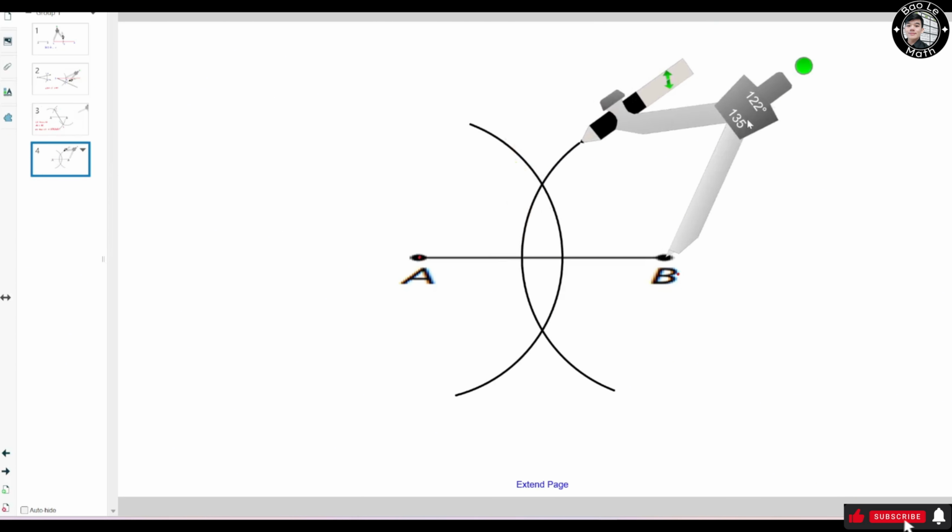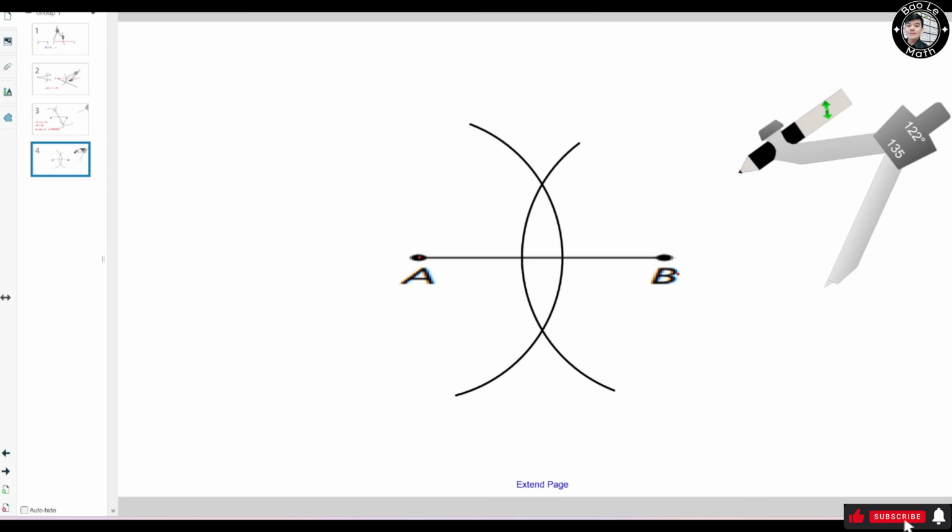Alright, so I just remove the compass. And I have the point of intersections right here. I'm going to call this one X and this one Y. I'm going to use the straight edge to connect X and Y.